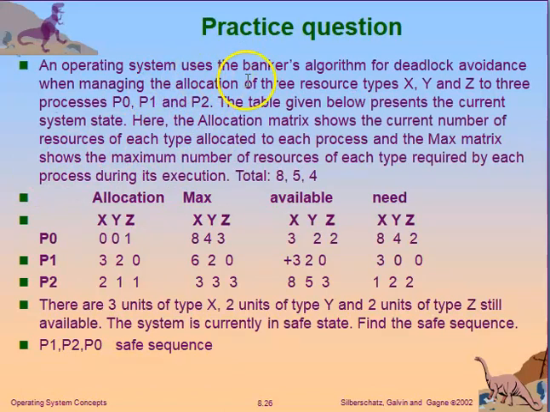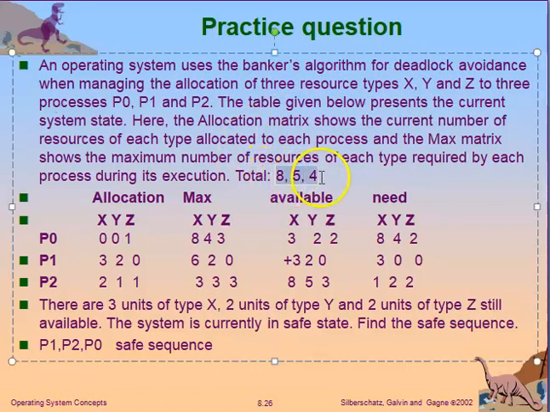Here it is saying that in the operating system there are three resources X, Y and Z, and they have also given the total number of resources which is 8, 5 and 4. X has 8 instances, Y has 5 instances and Z has 4 instances, and there are three processes P0, P1 and P2. Now for P0, the allocation, that is the resources already allocated, are given here. X is 0, Y is 0 and Z is 1. For P1 it is 3, 2, 0 and for P2 it is 2, 1, 1.